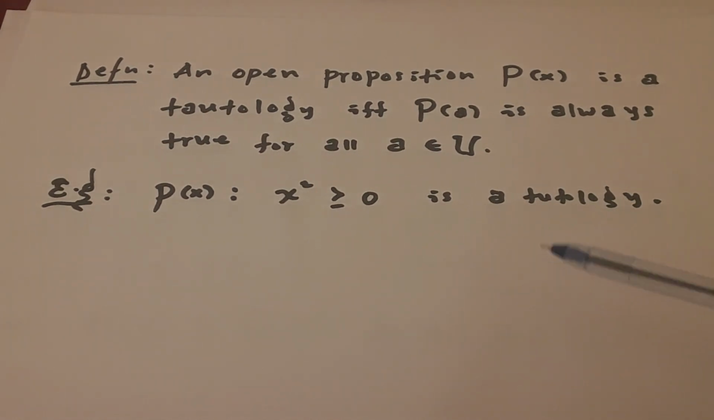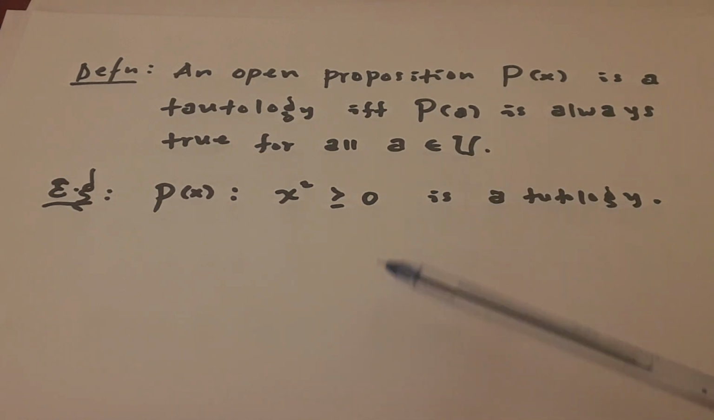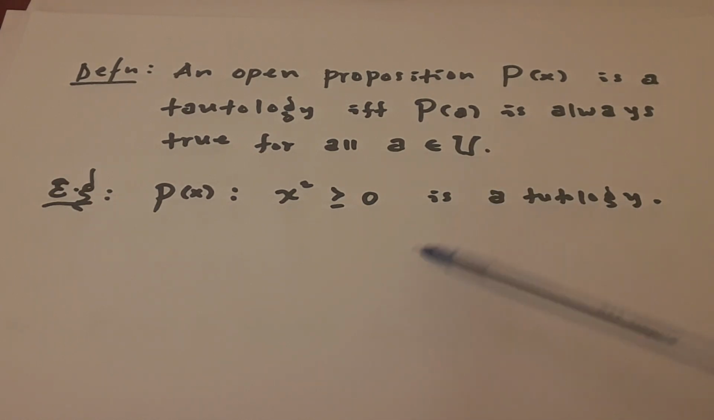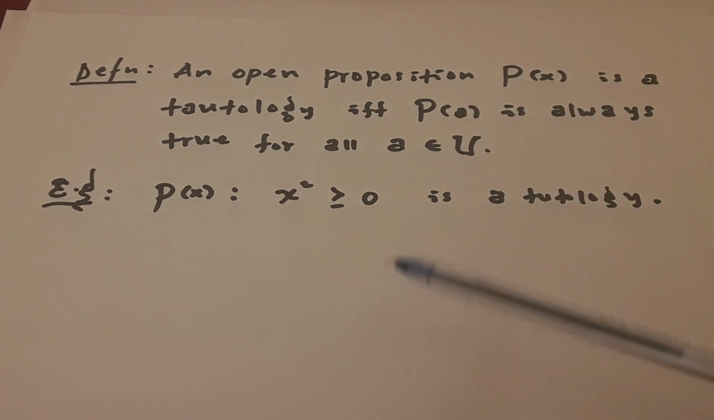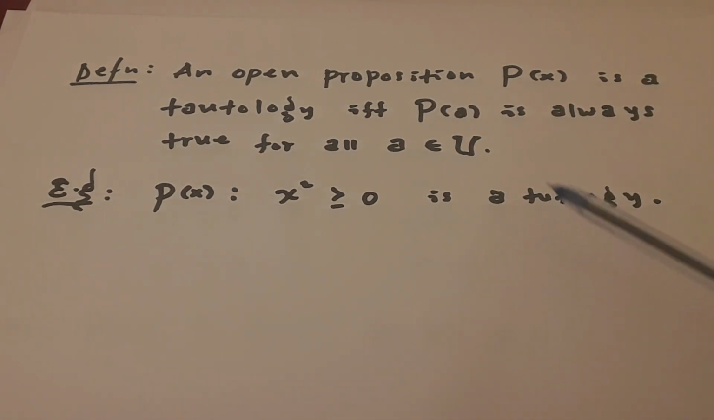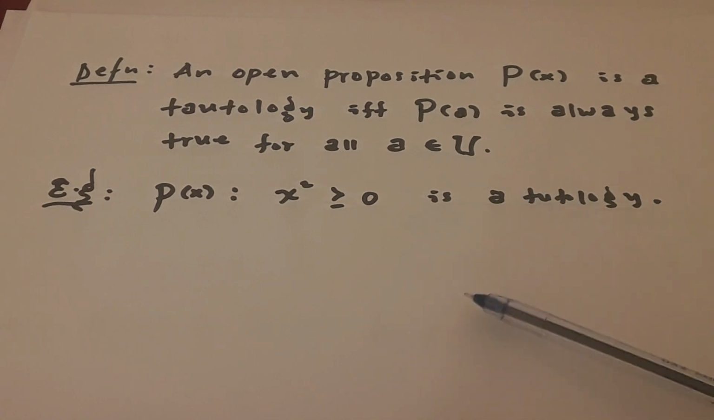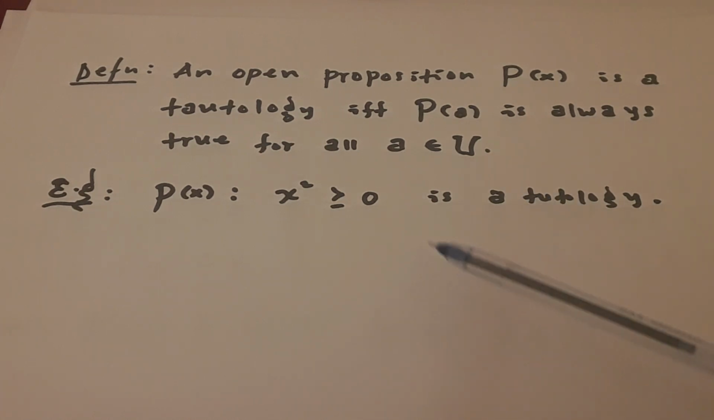Let's say x squared is greater than or equal to 0. Actually, U should be the real numbers in our case, otherwise this cannot be a tautology. If x is a complex number, x squared is greater than or equal to 0 fails, because minus 1 cannot be greater than or equal to 0. Let's say x equals i, the complex number. That's why, without loss of generality, U is assumed to be the real numbers. So x squared greater than or equal to 0 is a tautology, we mean.